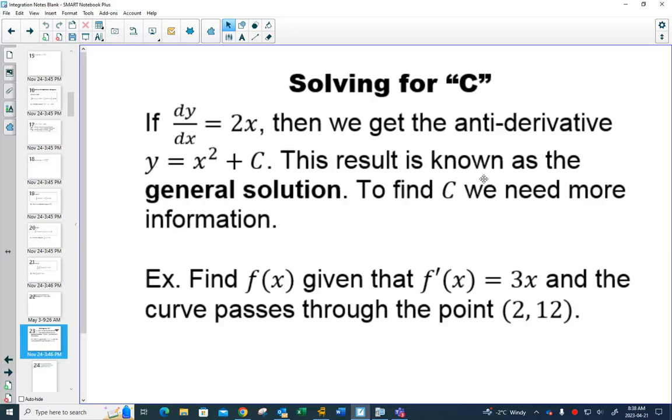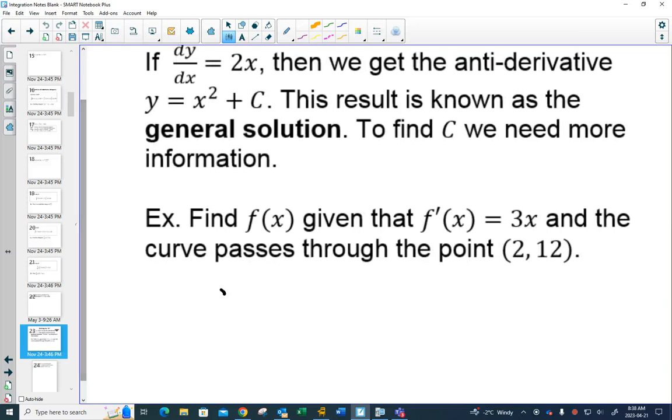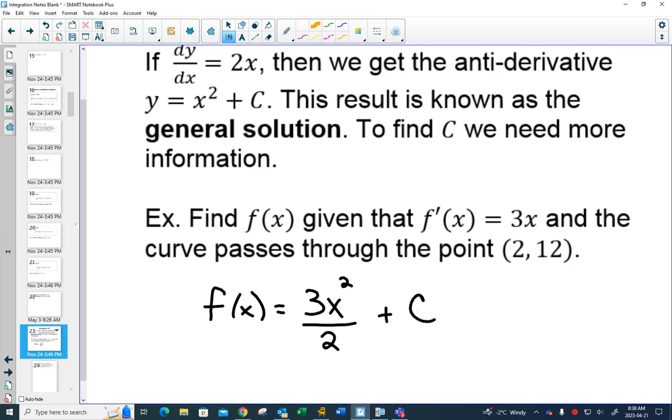So we'll be given information like this. Find f of x, given that the derivative is 3x, and then you know an extra piece of information that the original graph passes through the point 2, 12. So as our starting point, we could work backwards and say, well, I would add 1 to the exponent and divide by that exponent to do my integral, and I would have a plus c. But now, if I want to solve for c, I know that when x is 2, y is 12.